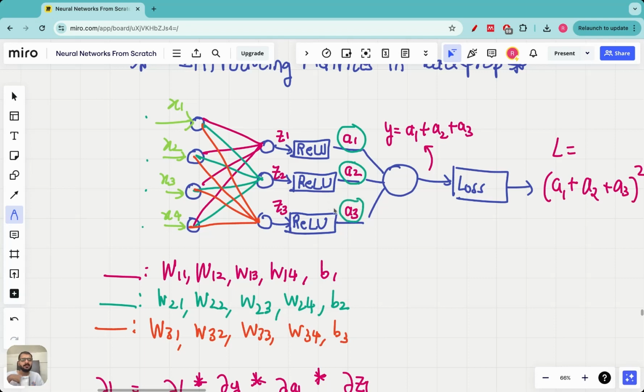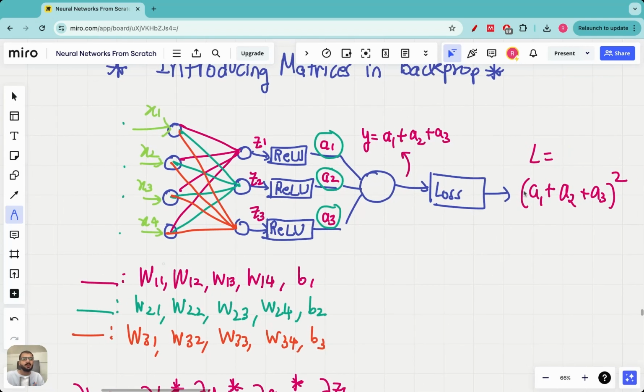Now, the outputs of these three neurons, A1, A2, and A3, are passed through another neuron whose weights are fixed to be 1. The output of this neuron is A1 plus A2 plus A3. And then the loss is just calculated as A1 plus A2 plus A3, the whole square. So this is the neural network architecture which we have in this problem.